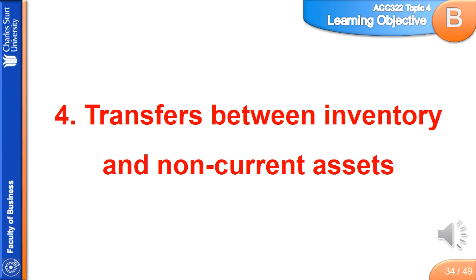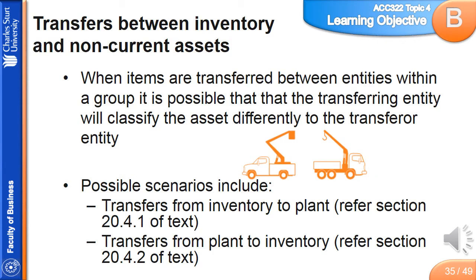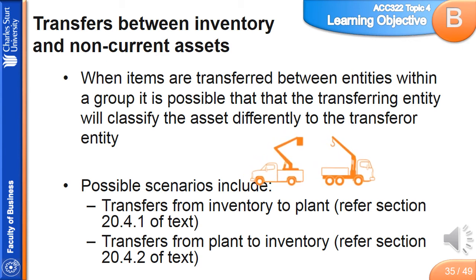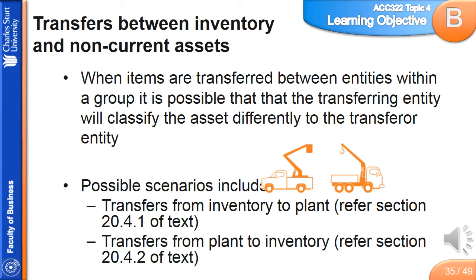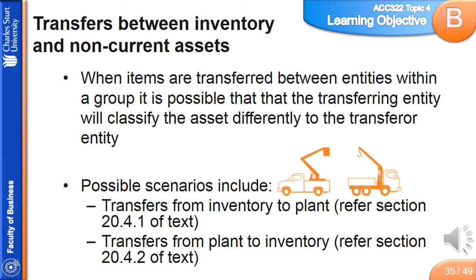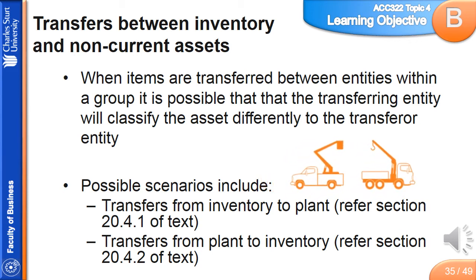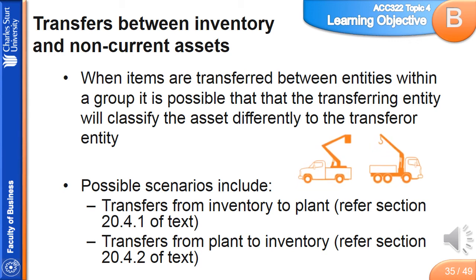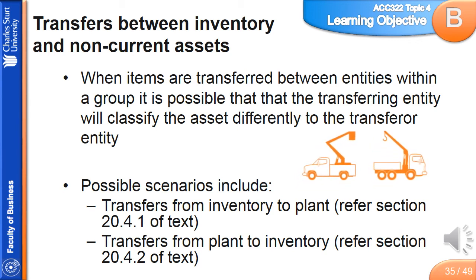Now on to the fourth type of intragroup transaction. We look at transfers between inventory and non-current assets. So when assets are transferred within a group from one entity to another, it's possible that the receiving entity classifies the asset differently than what the selling entity classifies it as.